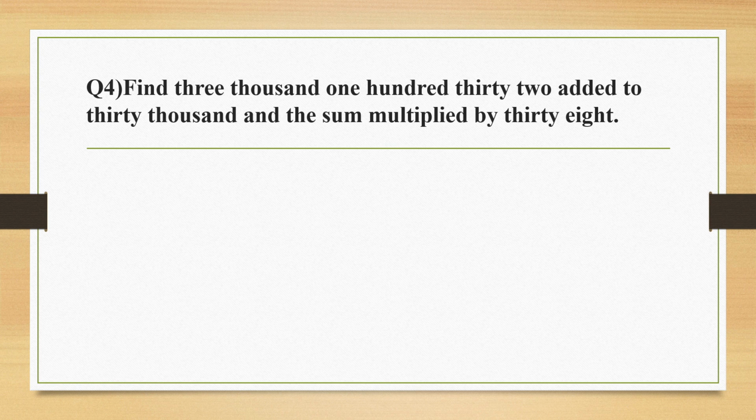Find 3,132 added to 30,000 and the sum multiplied by 38. See here, it's very easy. This is one number been given. We need to add this number with 30,000, and after adding we are going to get the answer. That answer is nothing but the sum, okay? So that answer needs to be multiplied by 38. That's it. So first write the number for the words given in the question.